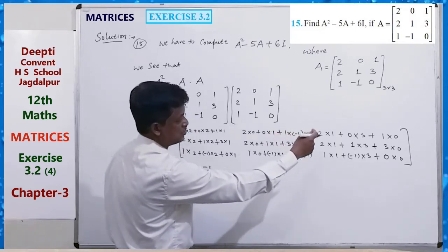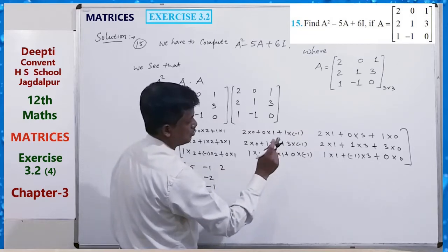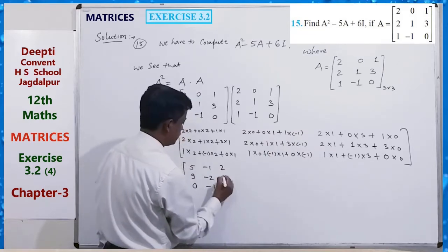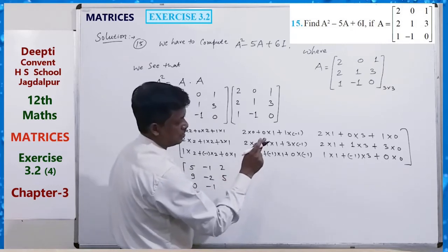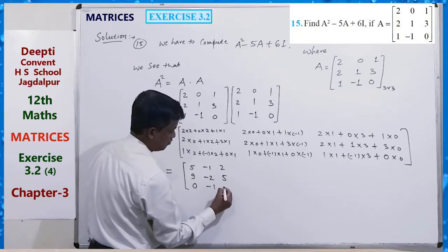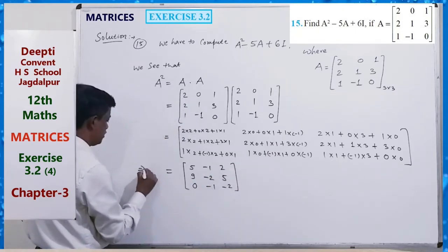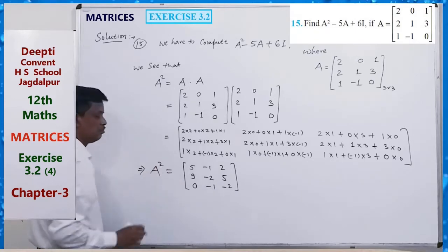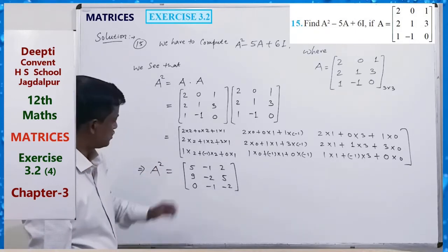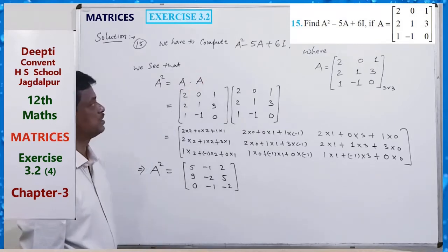Then 0, 0, minus 1. Now 0, 0, 2, then 2, 3, 5, and 1 minus 3, minus 2. So this is A square, by using multiplication. Now we can compute A square minus 5A plus 6I.